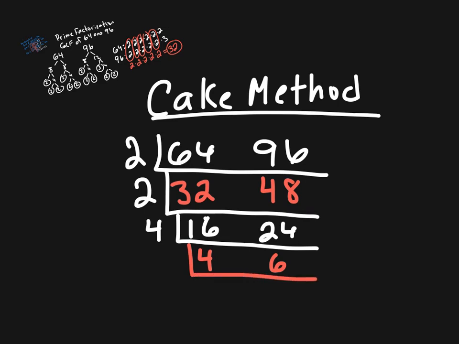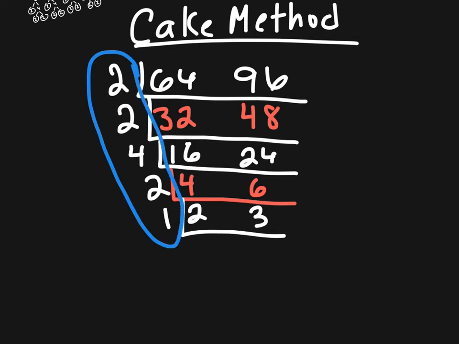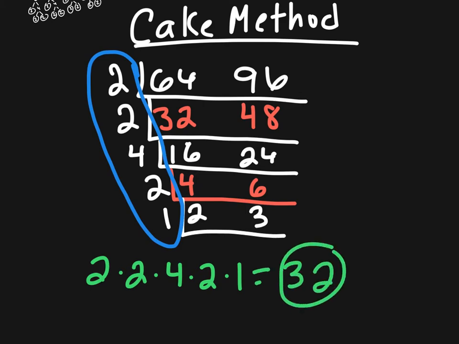And then I look and I say, oh look, another 2. So now I have 2 and 3. I'm going to draw that last layer on, and now the only thing they have in common is 1. At this point, I'm going to take all those numbers along the outside that I pulled out and multiply them. So 2 times 2 times 4 times 2 times 1, and really the 1 wouldn't matter. So I have 2 times 2 is 4, times 4 is 16, times 2 is 32. So our GCF is still 32.